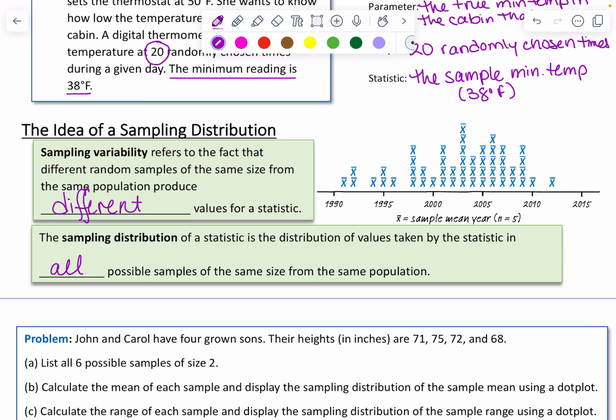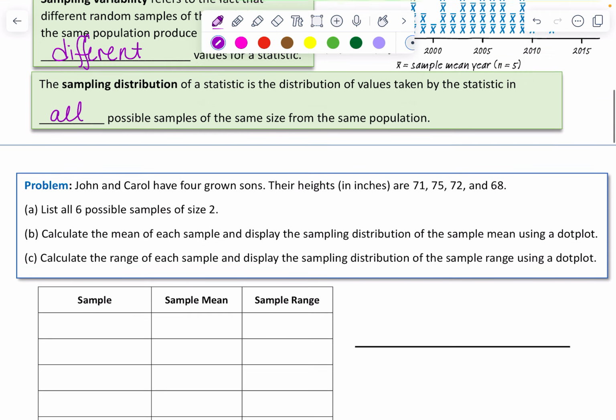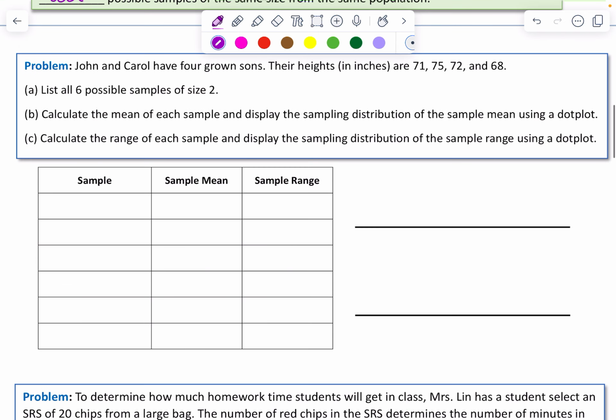Usually there's no way to do that by hand. Usually they will give you the sampling distribution because it's going to get ridiculous how many possible samples there are. All right, so for example, John and Carol have 4 grown sons. Their heights are 71, 75, 72, and 68 inches. List all 6 possible samples of size 2. Okay, so I'm going to call this son A, B, C, and D.